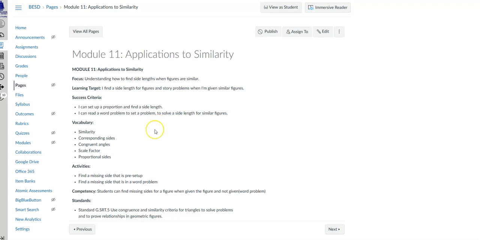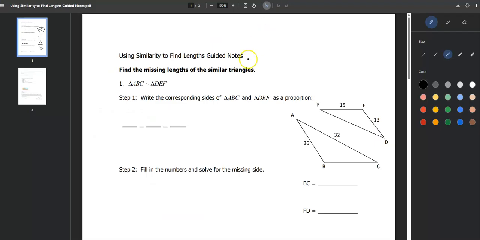Let's go. We've got module 11 here. This is day 1 for that. Again, our learning target for module 11 is to be able to find side lengths for figures and then apply them to story problems when we're given similar figures. Day 1, we're just going to start with setting up proportions and finding a side length. So this first success criteria, we just want to set it up and find side lengths today. So we're going to do that today.